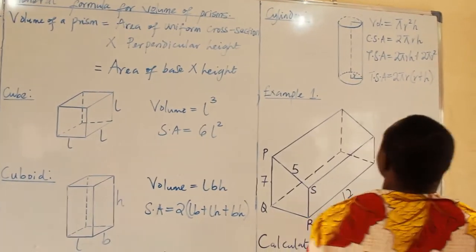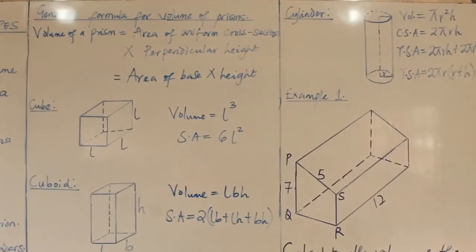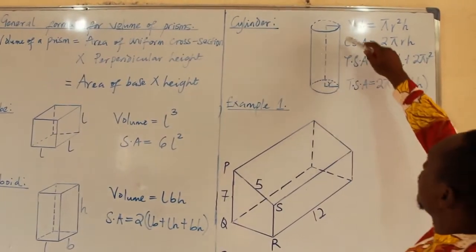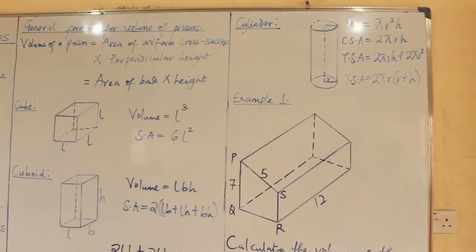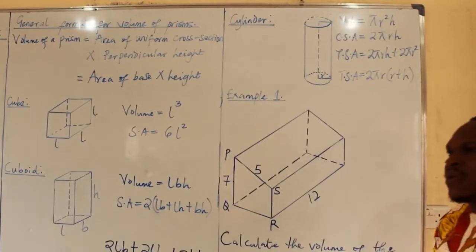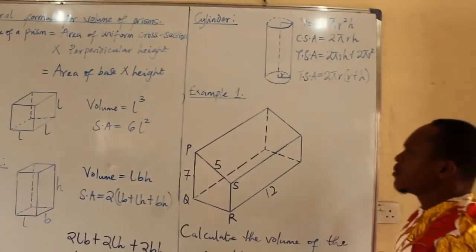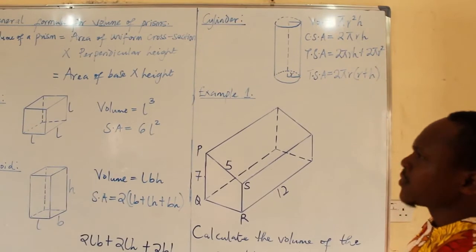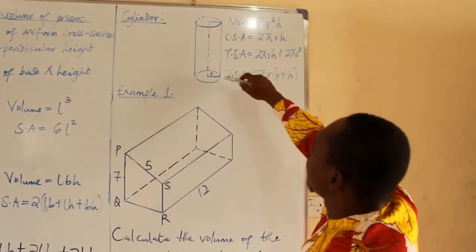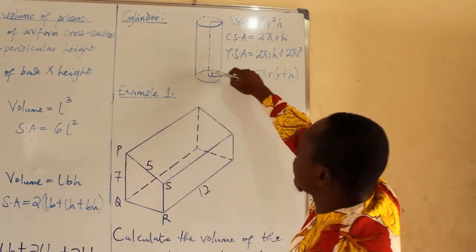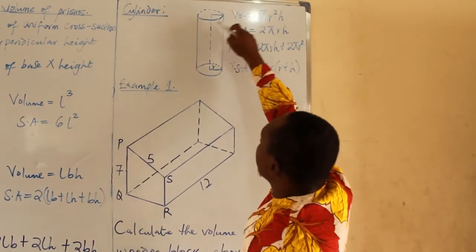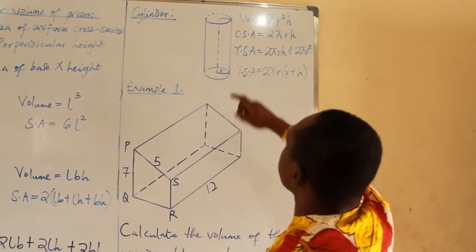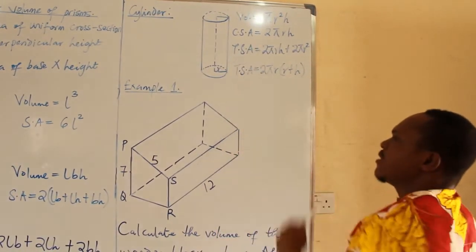Now the cylinder has a rounded top and a rounded bottom and its height. The rounded top has the form of a circle. The rounded bottom also has the form of a circle. If you look at it, the circle we have at the bottom of the cylinder is the same as the circle we have at the top of the cylinder.